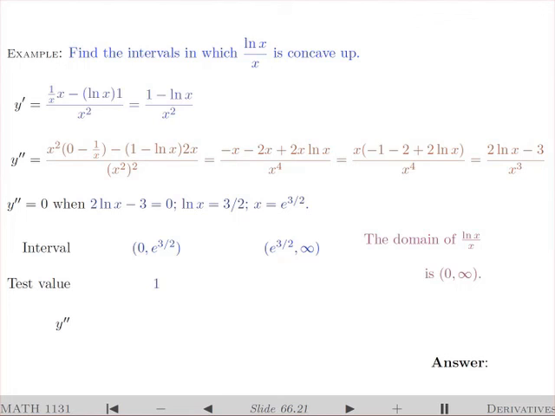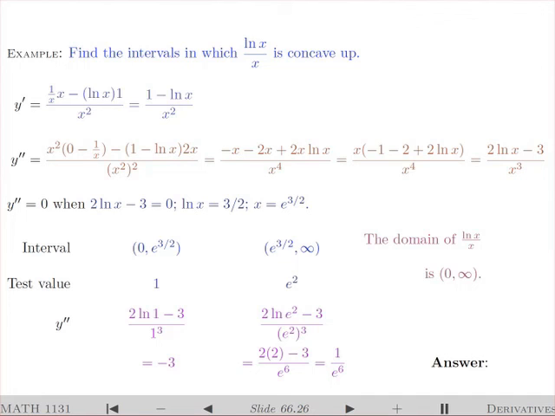For the first interval I can pick 1 as my test value. For the second interval I'm going to pick e squared because ln is a whole number. Ln of e squared is just 2. Ln of 1 is 0, so if I plug in 1 for x in y double prime, I get negative 3, that's negative. If I plug in e squared, ln of e squared is 2, so the numerator is 2 times 2 minus 3, which is 1, divided by some power of e. Any power of e is positive, which means its reciprocal is also positive.